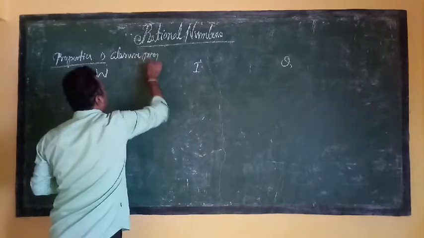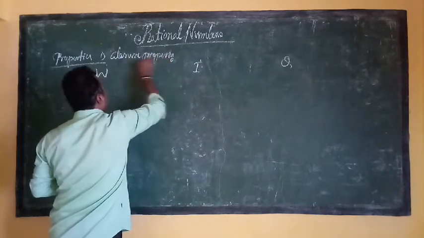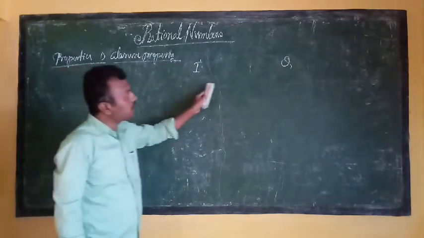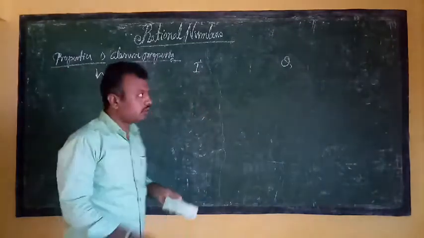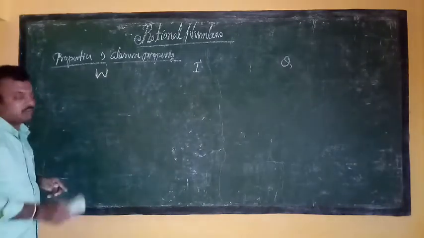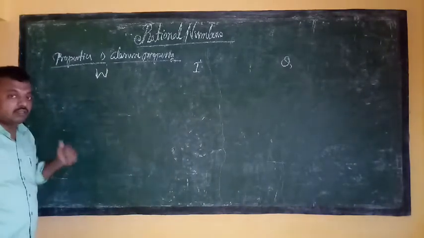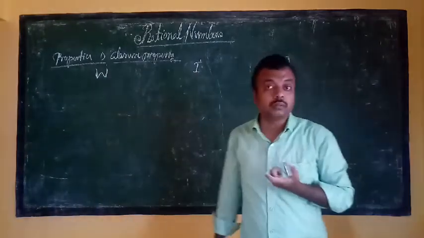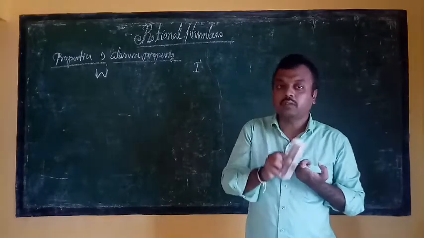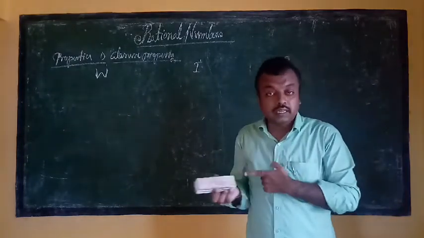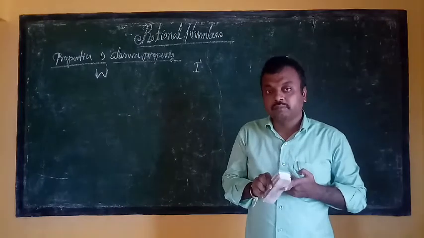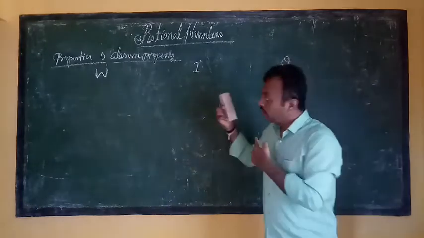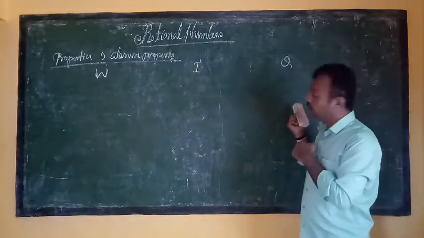Closure property. So what do you mean by closure property? Closure property of whole numbers and integers and rational numbers. Okay. So we are discussing these properties for all these numbers. So closure property means you can take any two elements, do any one of the operations, and the resultant number becomes either a whole number or an integer or a rational number.